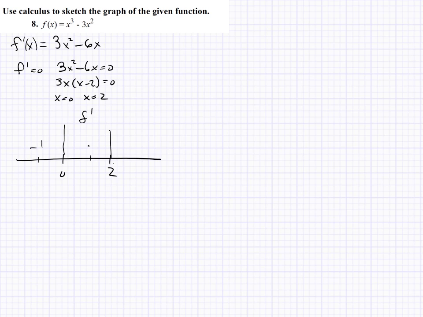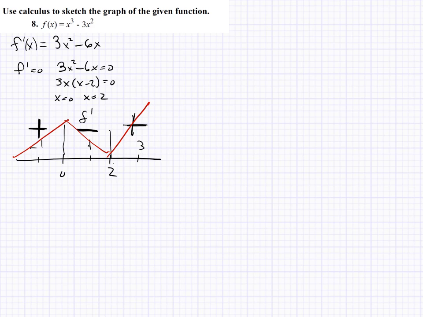Negative 1, 1, 3. Plug those into the first derivative. Plug -1 into the first derivative, what you see is you're going to get a positive. Plug +1 into the first derivative, what you see is you're going to get a negative. Plug 3 into the first derivative, again, what you see is that you're going to get a positive. So what we end up with is that our function is increasing, decreasing, increasing.